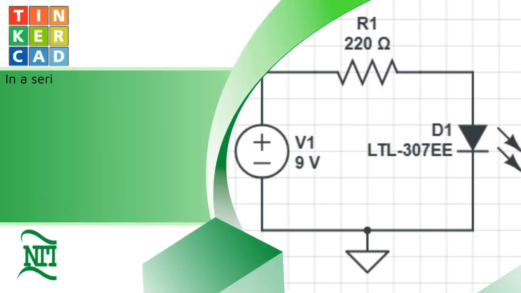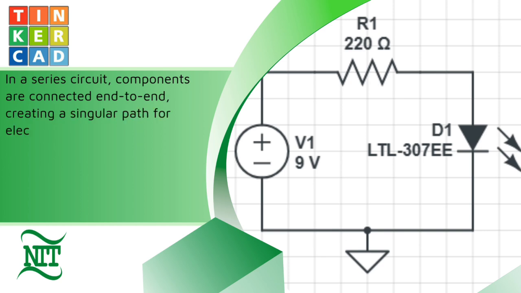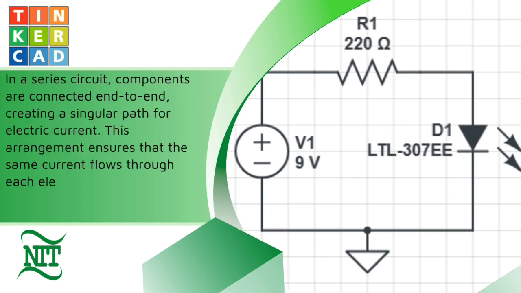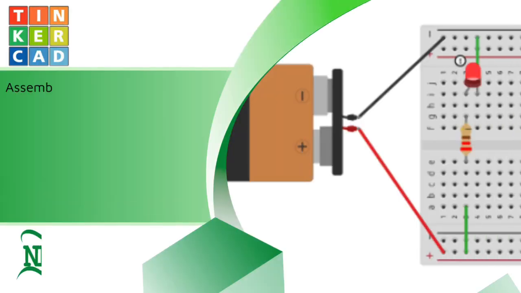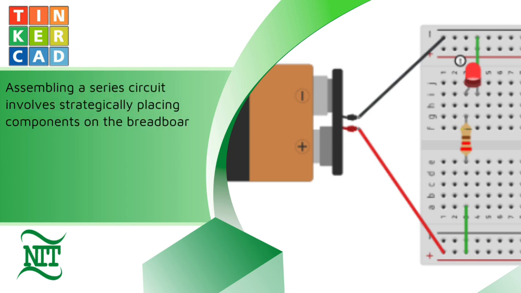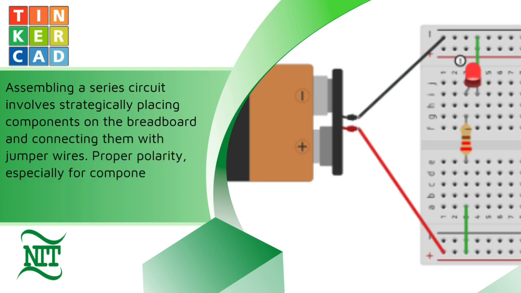In a series circuit, components are connected end-to-end, creating a singular path for electric current. This arrangement ensures that the same current flows through each element, offering unique characteristics that set it apart. Assembling a series circuit involves strategically placing components on the breadboard and connecting them with jumper wires. Proper polarity, especially for components like LEDs, is crucial to ensure accurate functionality.